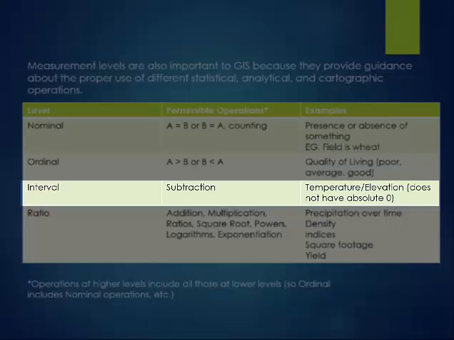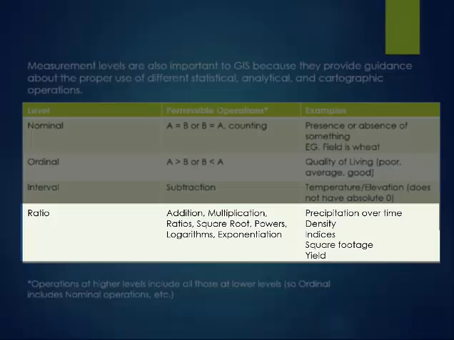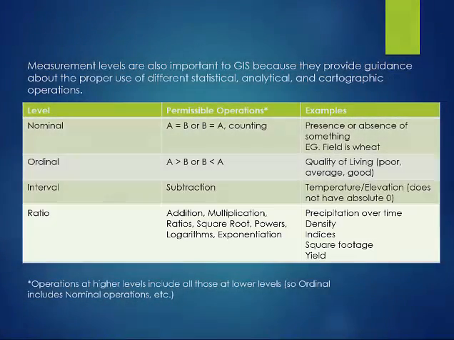We can subtract and find the difference between two things with interval data, like changes in temperature or elevation. Ratio level data opens a wide variety of operation choices and can be used to represent many types of measurements like precipitation, density, square footage, and yield.